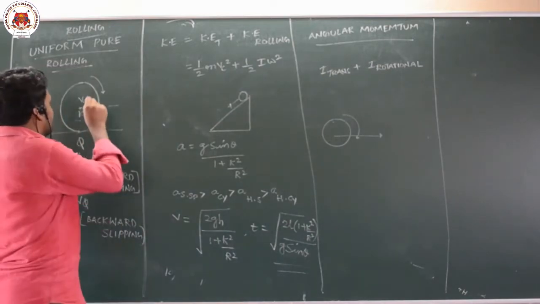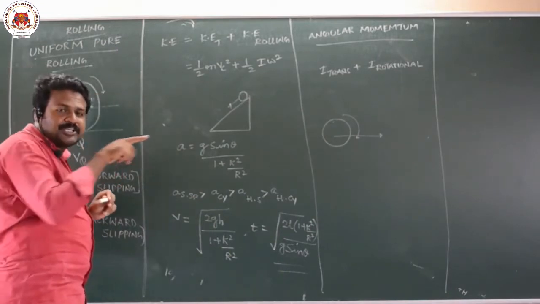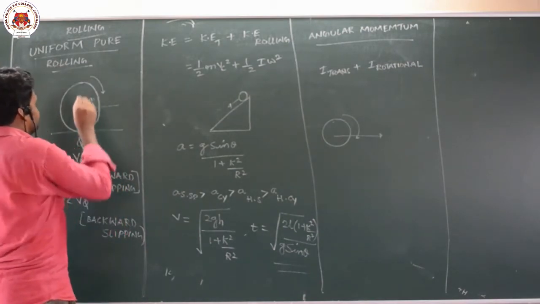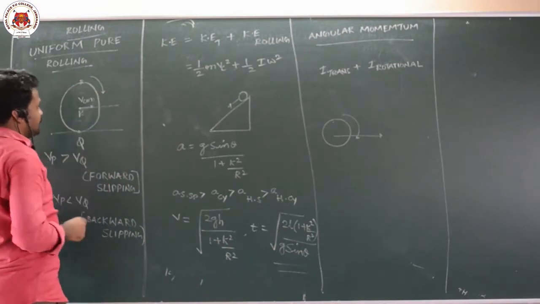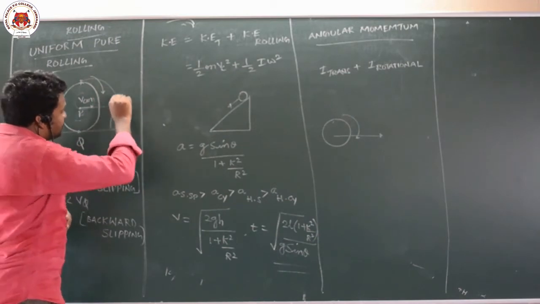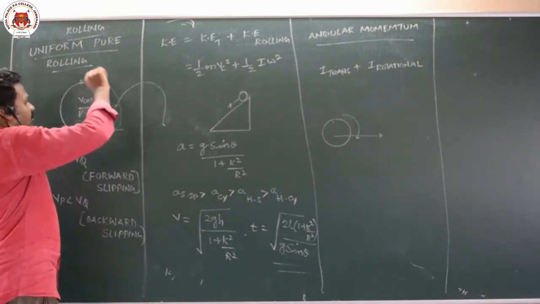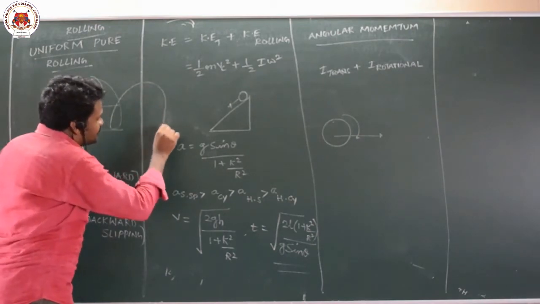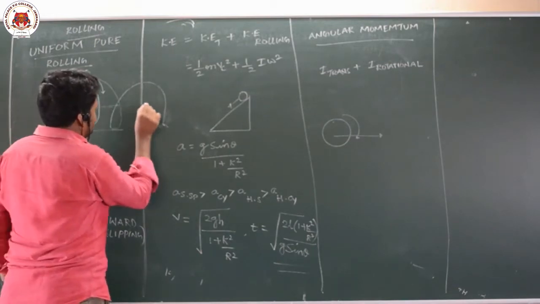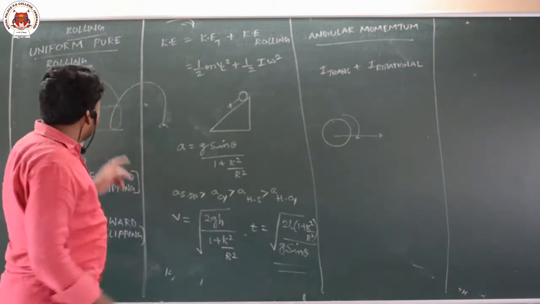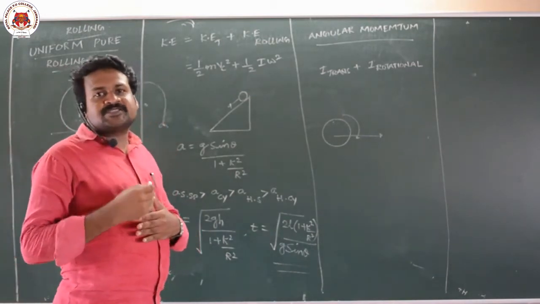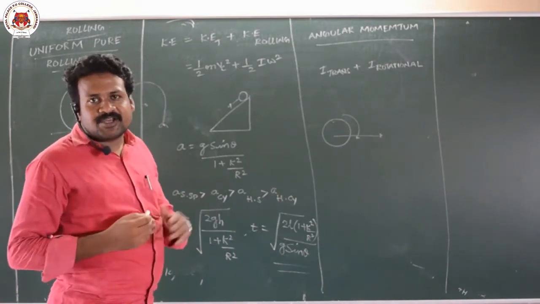The center of mass of this rigid body moves in a straight line, whereas the other particles will rotate. Suppose you take a point R. If you see the motion of this point R, it will come here, touch, and again come here. This is the motion of point R. The motion of the center of mass is only in a straight line. That is translatory motion. So rolling motion involves rotation as well as translation. If you understand this, it is very simple.